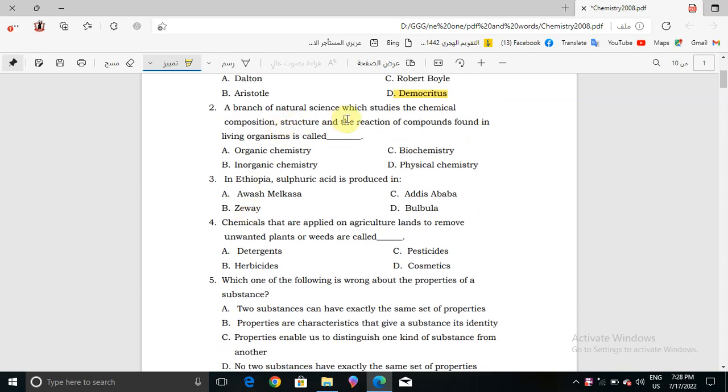The branch of natural science which studies the chemical composition, structure, and the reaction of compounds found in living organisms is called what? It's called biochemistry. Now question number 3. In Ethiopia, sulfuric acid is produced in where? Awash Melkasa, Ziway, Addis Ababa, or Pulpula? The correct answer will be Awash Melkasa. Sulfuric acid is produced there.